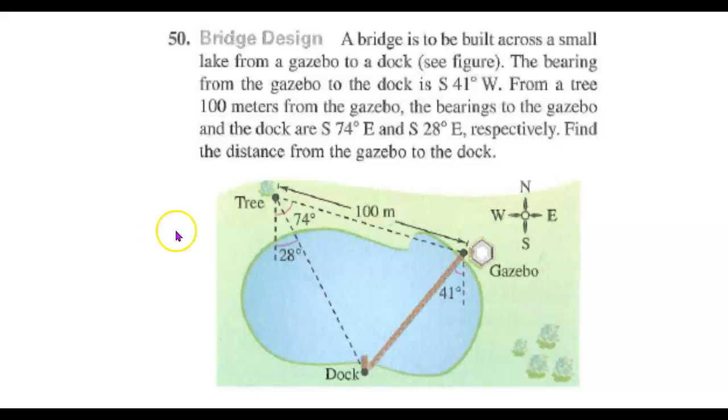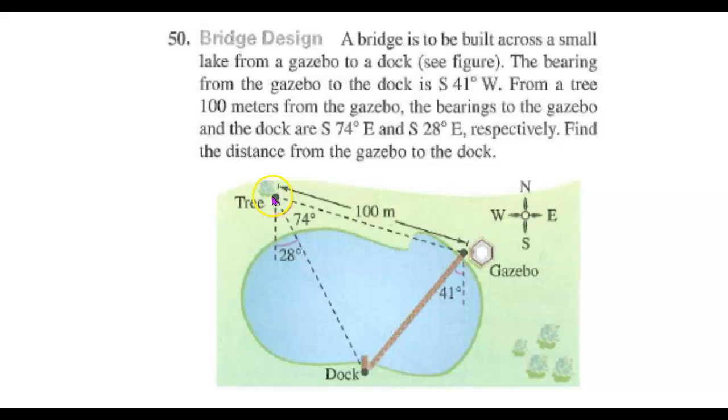Okay, second problem. A bridge is to be built across a small lake from a gazebo here to a dock here. The bearing from the gazebo to the dock is south 41 degrees west. So if you faced south and then turned west through an angle of 41 degrees. From a tree 100 meters from the gazebo, here's the tree and it's 100 meters from the gazebo, the bearings to the gazebo and the dock are south 74 degrees east and south 28 degrees east, respectively.